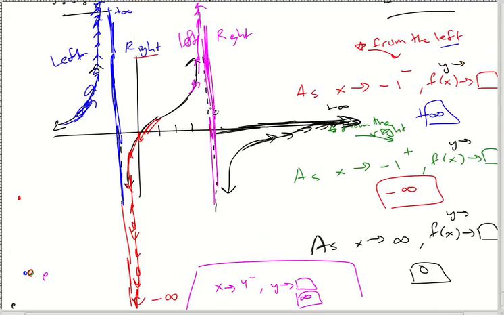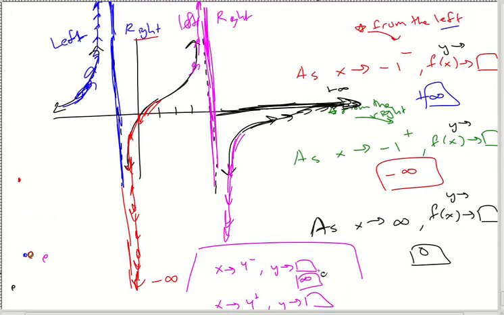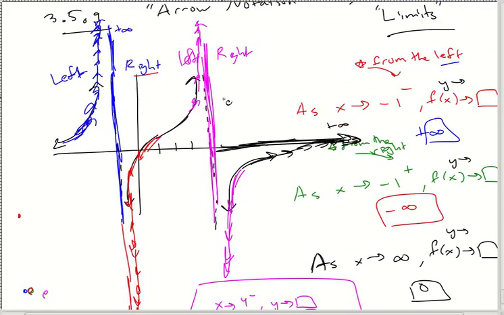Again, this is my important number, and I'm on the right side of it right now. I'm going to go down, down, down, down, down. Negative infinity.